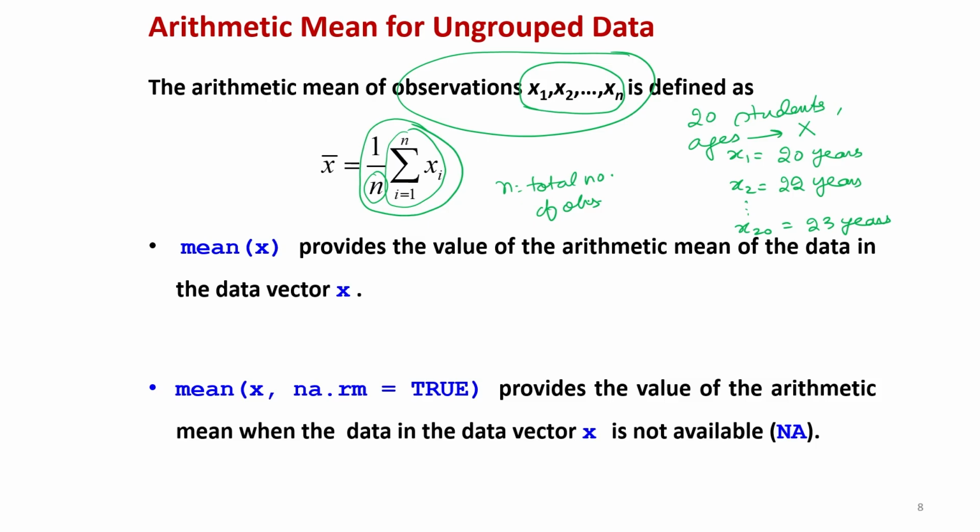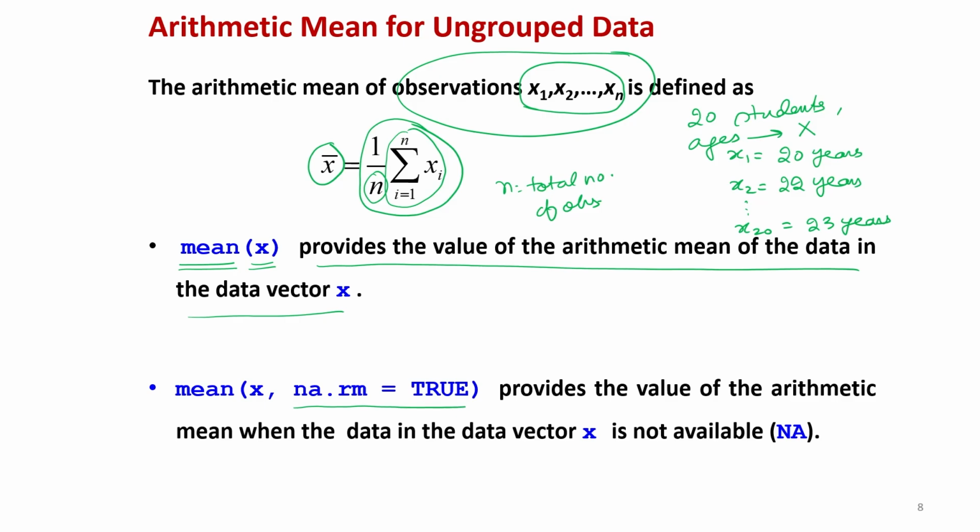And this value is usually denoted by x bar. That is the common symbol for the arithmetic mean. And in R software, mean, inside the parenthesis the data vector x, is the command which provides the value of the arithmetic mean of the data in the data vector x. And in case some values are not available and they are missing in x, then we have to use the option na.rm is equal to TRUE.